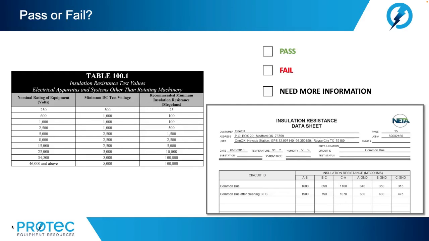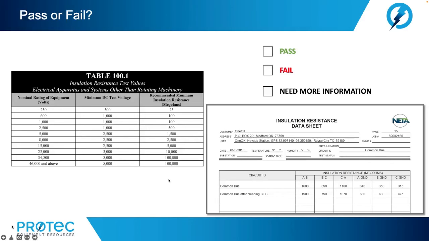So, first question. Based on Table 100.1, and notice this is a 2,500 volt MCC, as we see under the substation line in the data report. So we have a 2,500 volt system, and the values that are displayed, did we pass or did we fail? So again, at 2,500 volts, we need to have a recommended value of 500 megohms as the minimum. Do we pass, do we fail, or do we need more information?